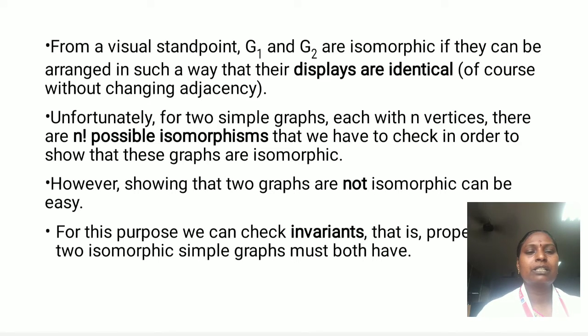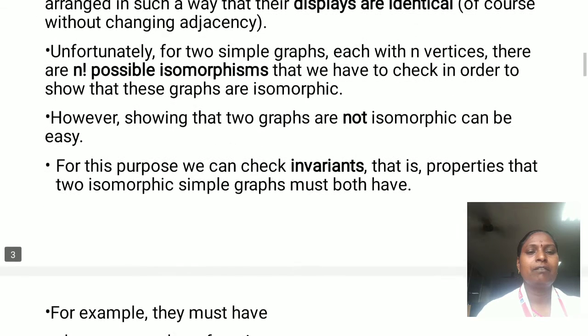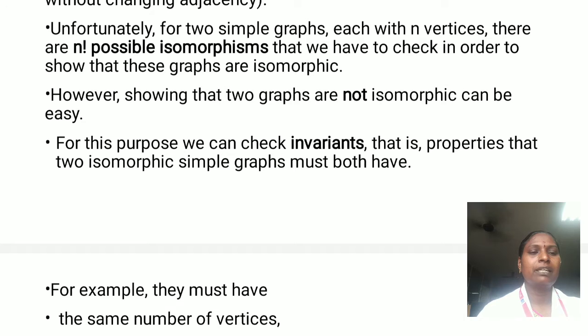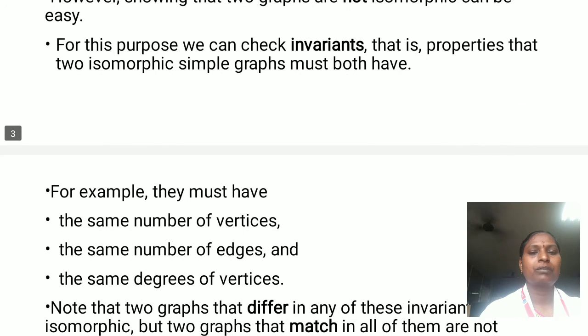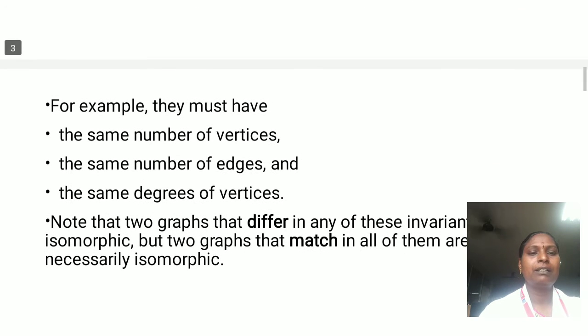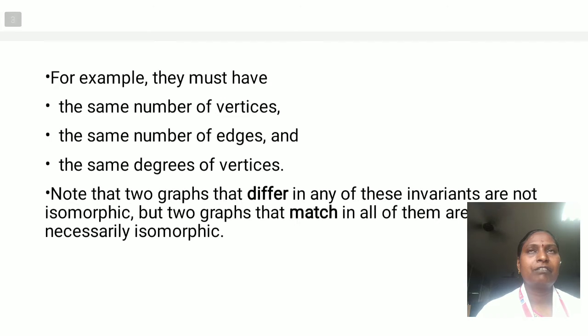However, showing that two graphs are not isomorphic can be easy. For this purpose, we can check invariants, that is, the properties that two isomorphic simple graphs must both have. The main condition for finding an isomorphism of graphs is that we are supposed to have two graphs.